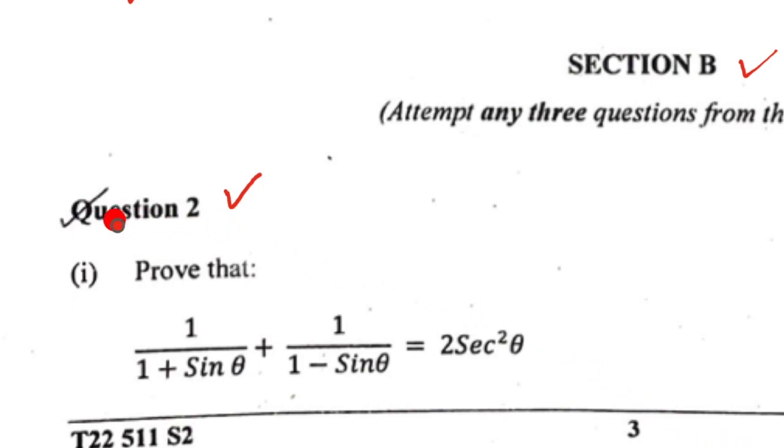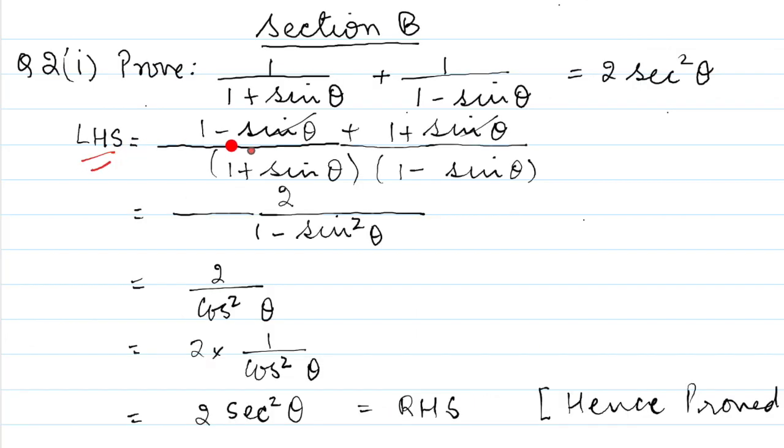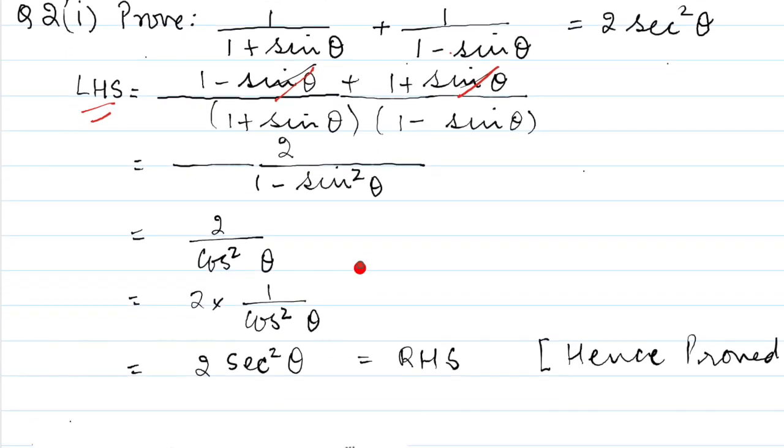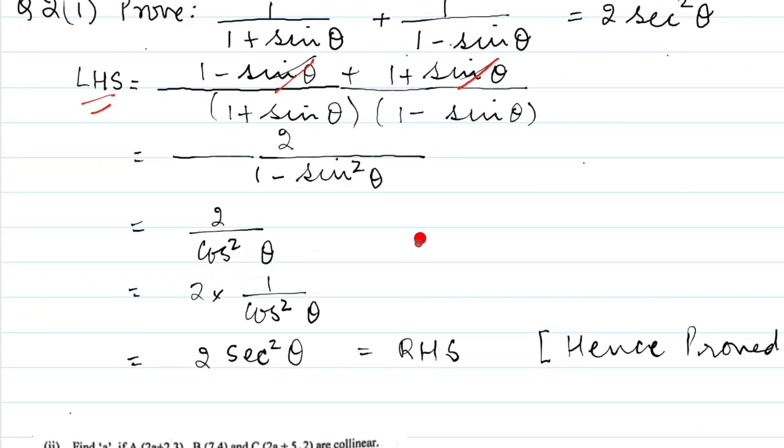Okay, now let us look at our question number 2. The first part says prove that 1 upon 1 plus sine theta plus 1 upon 1 minus sine theta equal to 2 sec square theta. So we start with LHS and we take the LCM of the left hand side, and then this comes here 1 minus sine theta, this goes there 1 plus sine theta. You can see sine theta getting cancelled, and you will have 2 upon here in the denominator. It is 1 minus sine square theta because of a plus b and a minus b, and 1 minus sine square theta is equal to cos square theta.